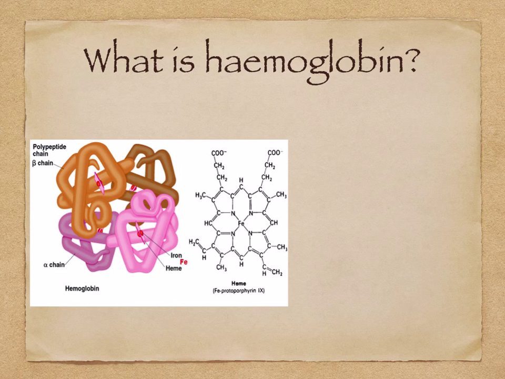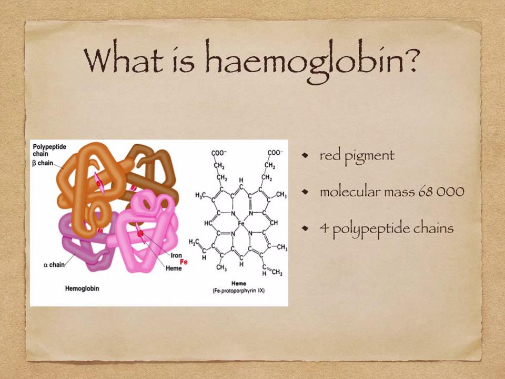So what is hemoglobin? It's a red pigment that has a relative molecular mass of about 68,000. This means that it's so small that it could be lost from the body during ultrafiltration. Therefore, it's contained in red blood cells that separate it from the plasma. Just to recap, it's a protein made of 4 polypeptide chains, with each containing a heme group.